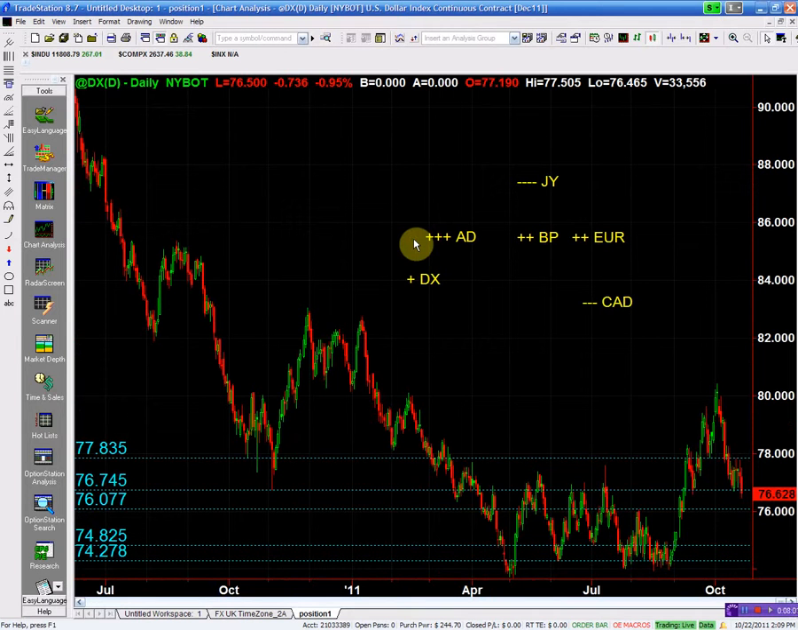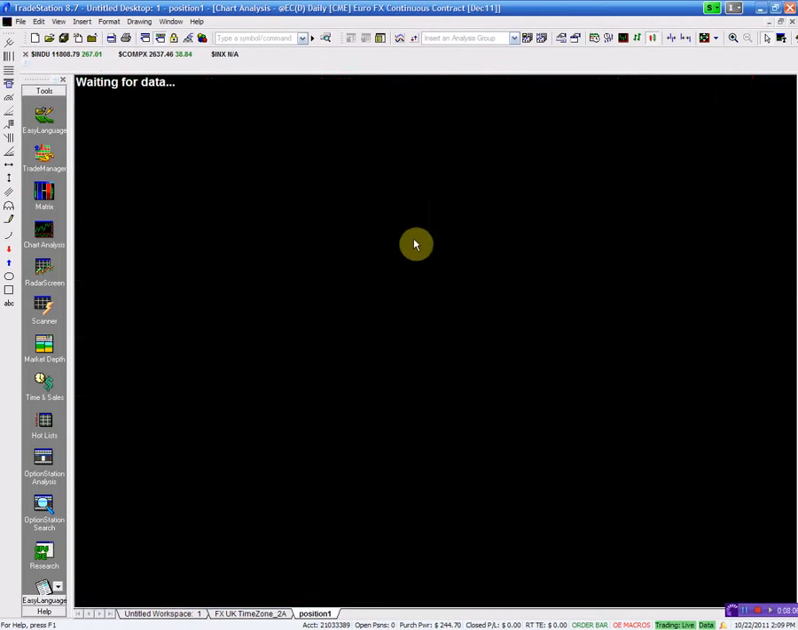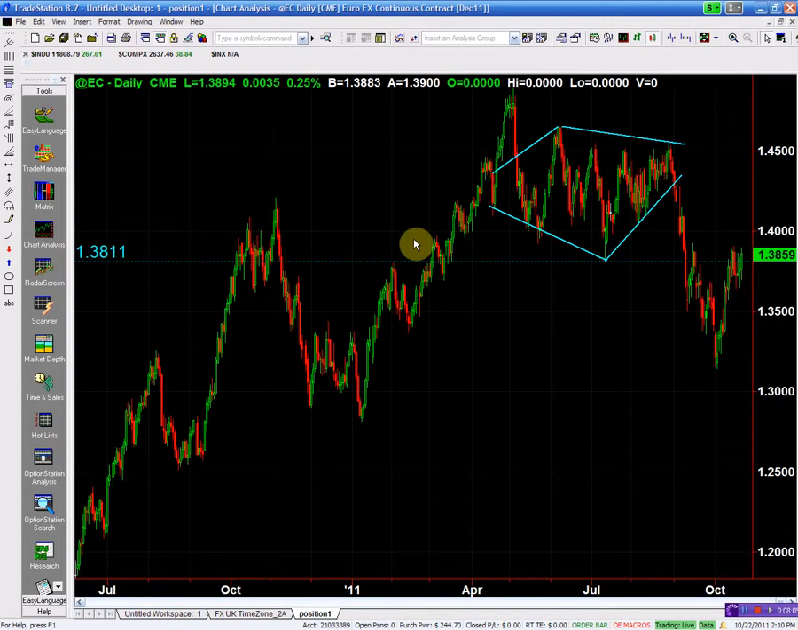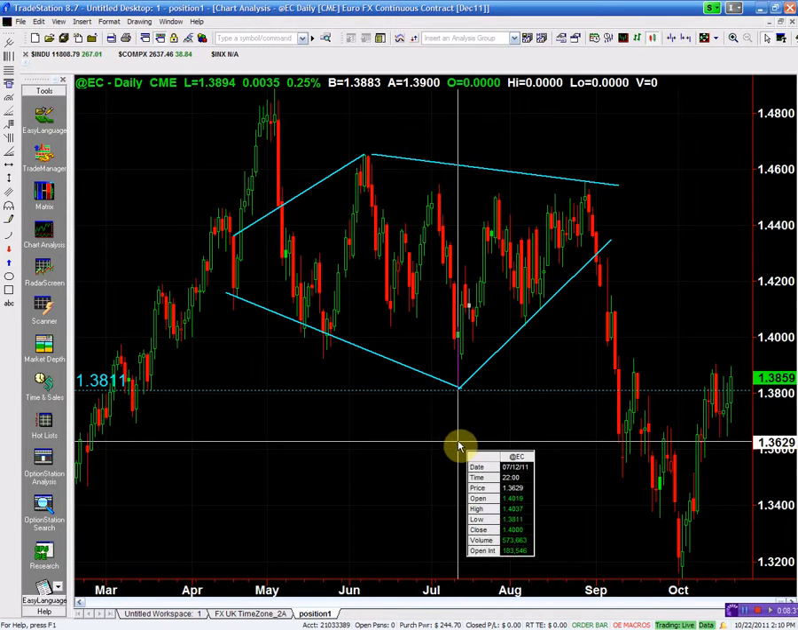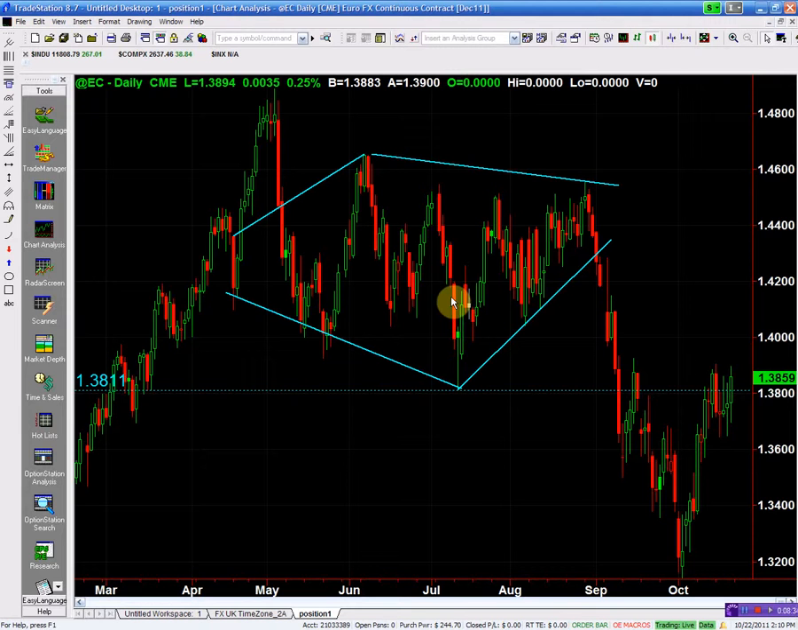I'm also going to look at the other pairs. So one of the interesting pairs is the euro, and as we have been discussing for quite some time, this is what we call the diamond, and it's quite a negative formation. We broke through that, and we have come back, and this actually is the 138.11 based on the index. On the spot, it is 138.36.